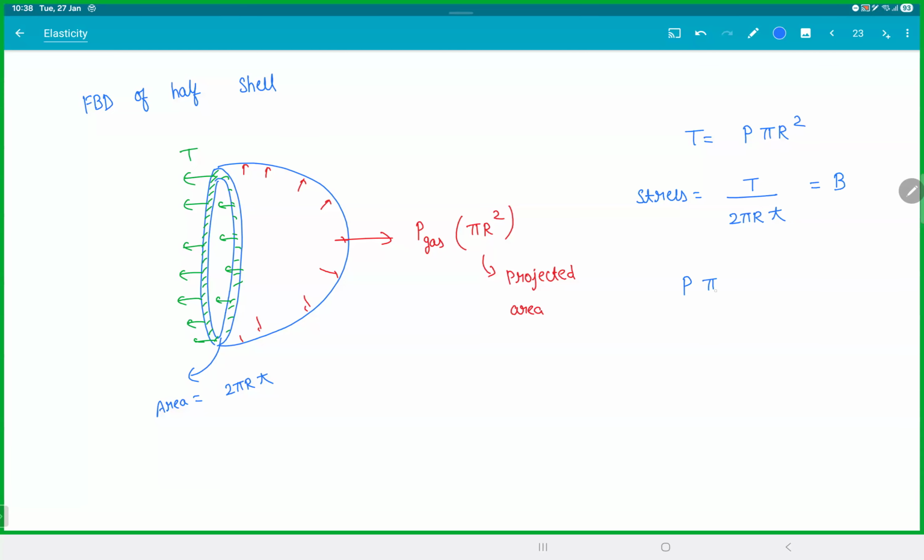You're done. So P into pi r square, if you know the projected area in this thing, we'll get P from here: 2B T by R. That's your maximum pressure. Anything more than this, the shell will crack. Clear with this? Right, Samya. All clear with this. I hope you're getting it right.